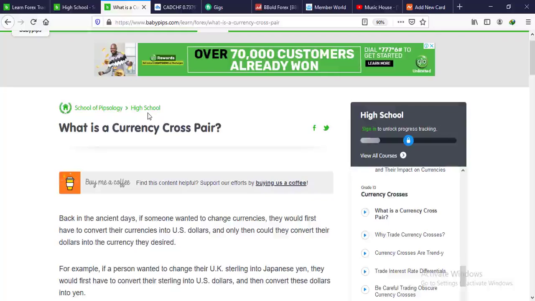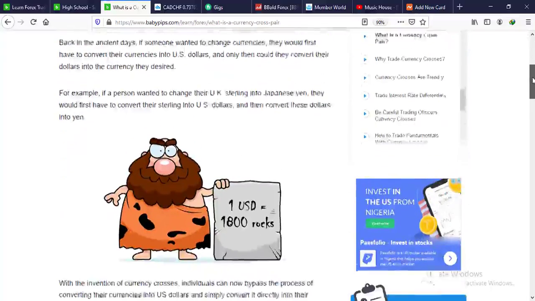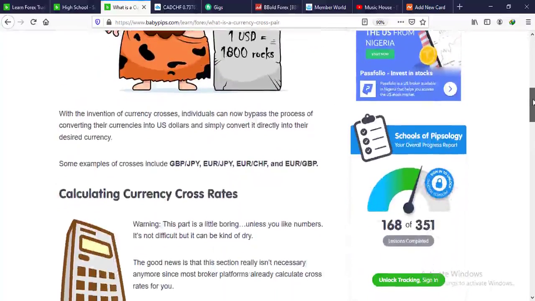So here we are with the very first subtopic that says, what is a cross-currency pair? Now, a cross-currency pair is a currency pair that appears like this: GBP/JPY. They are crosses. Why? Because the Great British Pound, or the pound sterling, is in one part of the world, while the Japanese yen is in another part of the world.